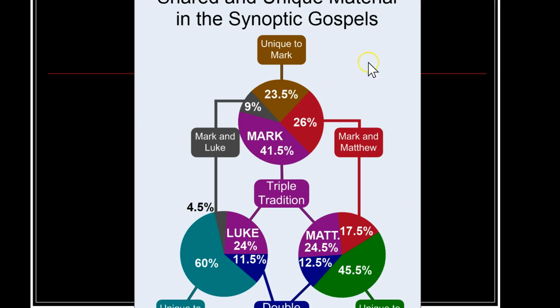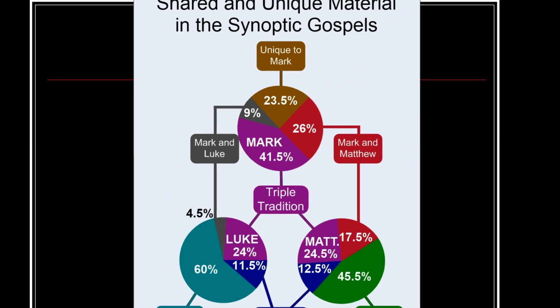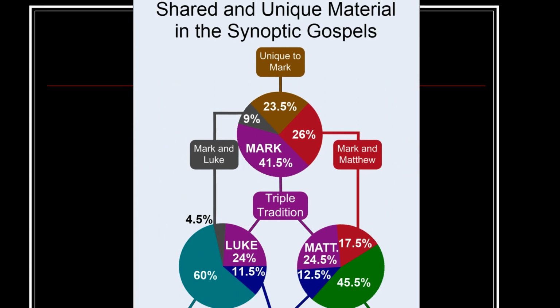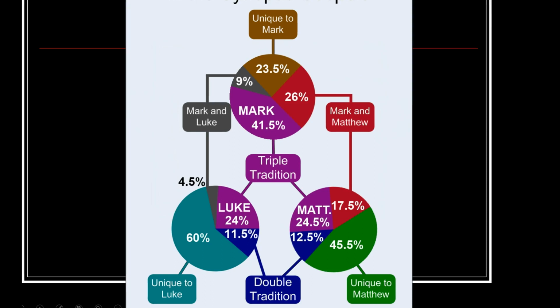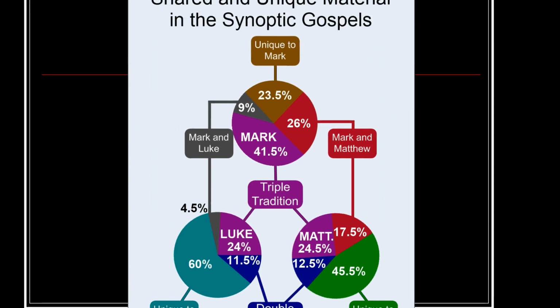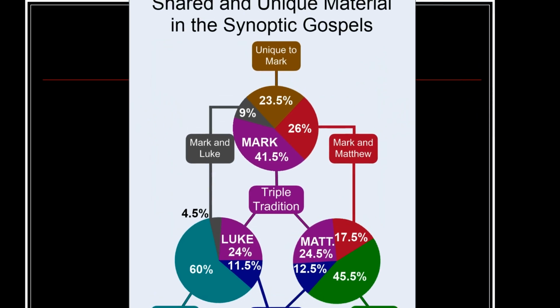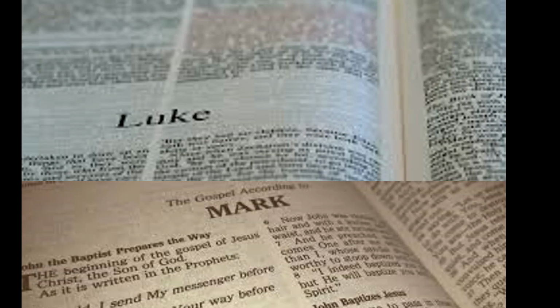And I'm going to move this a little bit so you can see that we look here at the shared and unique material in the gospel. We have unique material to Matthew, unique material to Luke, unique material to Mark, showing how much, in fact, is shared between the three and shared between any two. And that was the real work of Griesbach in trying to come to a new model for the study of the Synoptic Gospels.